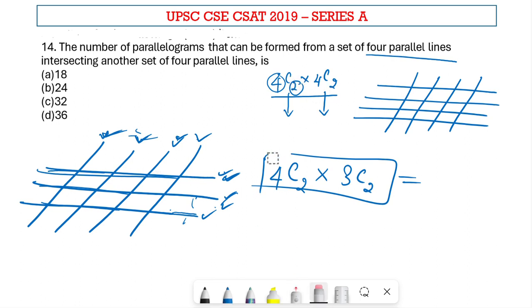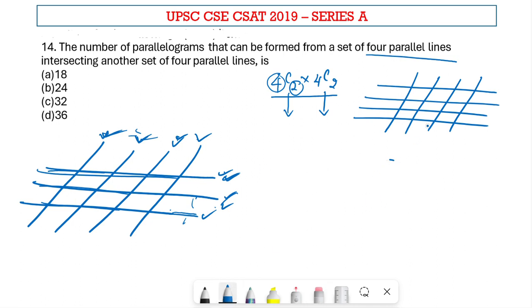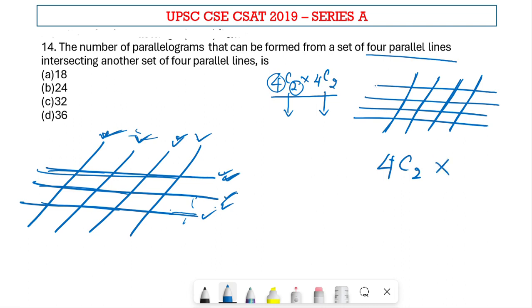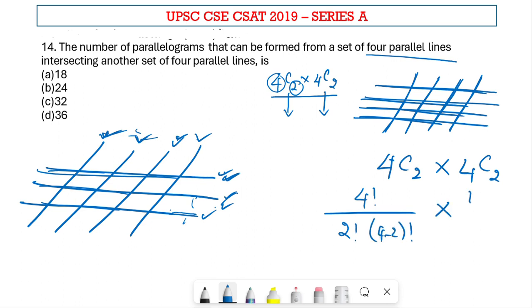So now if you solve for 4 cross 4, what you're doing is that you're choosing any 2 from these 4 lines, that is 4C2, and crossing it with any 2 from these other 4 lines, that will be 4C2. So now if you solve this, 4 factorial divided by 2 factorial into 4 minus 2 the whole factorial, cross 4 factorial divided by 2 factorial into 4 minus 2 the whole factorial.